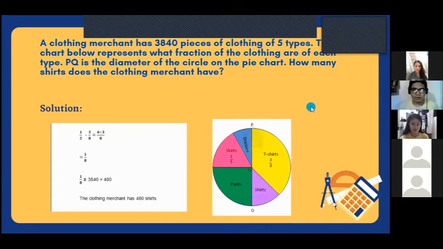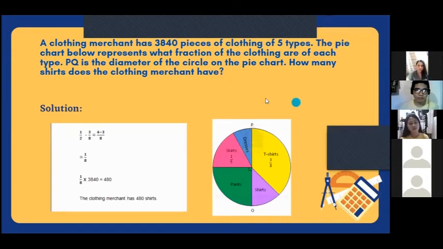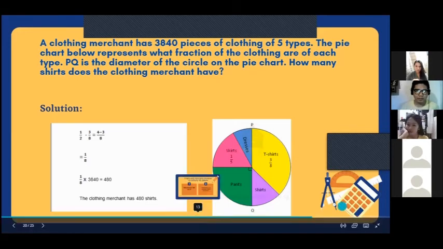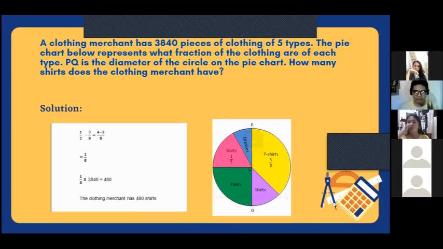So, hello again, guys. I'll be discussing example number 2 of the circle or pie graph. A clothing merchant has 3,840 pieces of clothing of 5 types: the dresses, the skirts, the pants, the shirts, and the t-shirts. The pie chart below represents what fraction of the clothing are of each type. PQ is the diameter of the circle on the pie chart, so PQ means half of the circle.